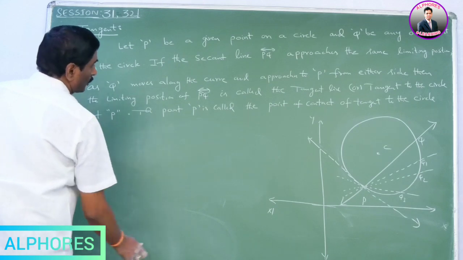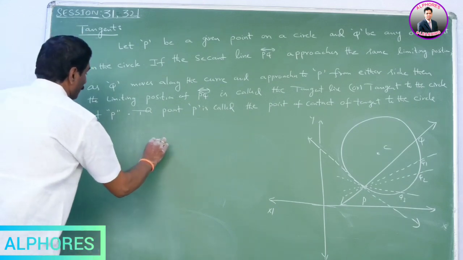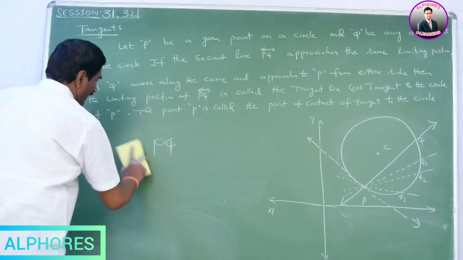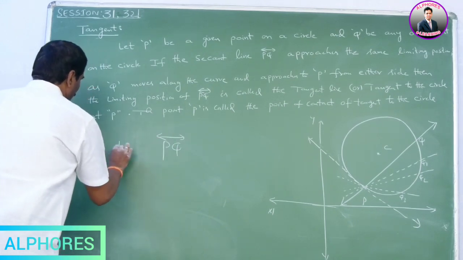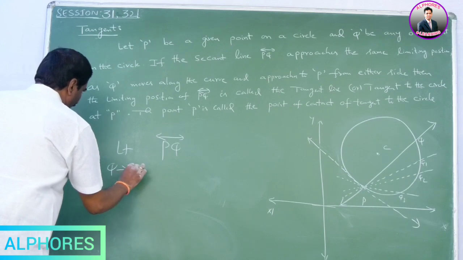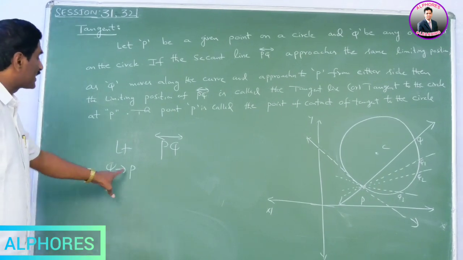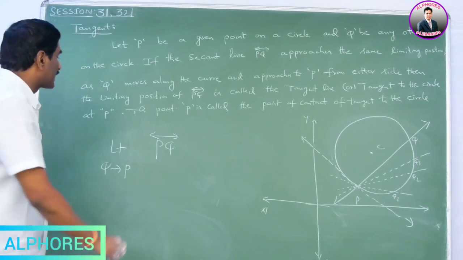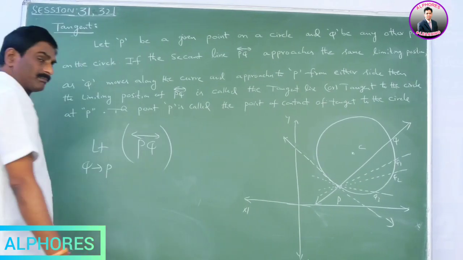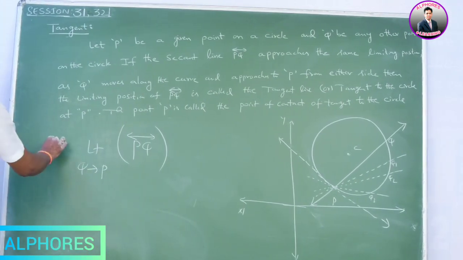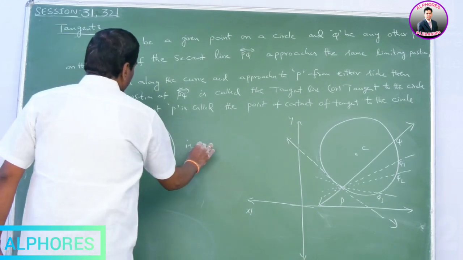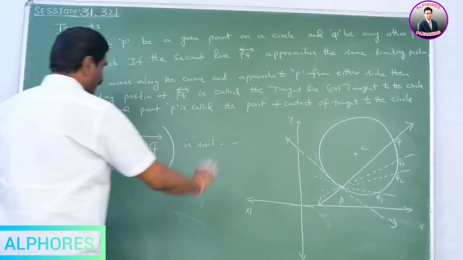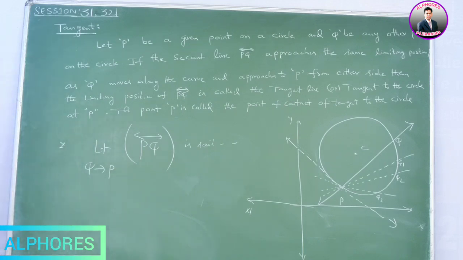If P, Q are two different points, then the secant line PQ is said to be a tangent when, by using the limit concept, the limit of Q approaches P. That means Q reaches P, P is equal to Q, then the secant line PQ is said to be simply a tangent. Please note this also: limit of Q approaches P, PQ is said to be a tangent.